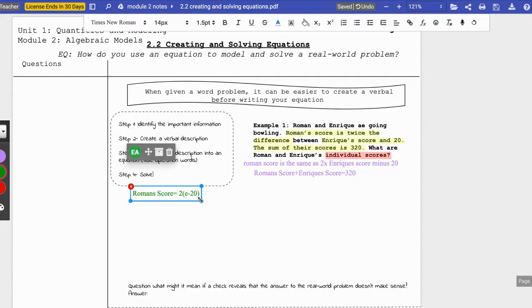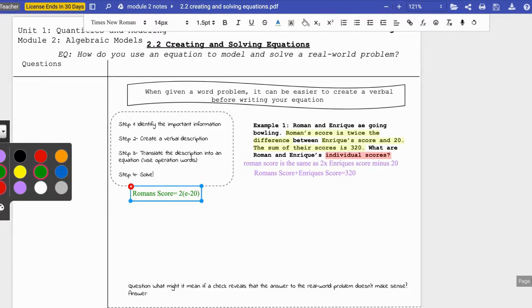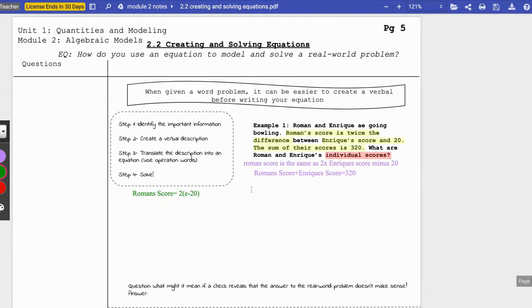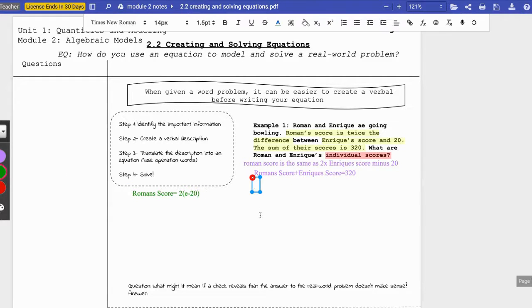So now that I have Roman's score, Enrique's score is obviously just E. So I can write my final equation that I need to solve, which is going to be 2 parentheses E minus 20 parentheses plus Enrique's score, which is just E, is equal to 320.